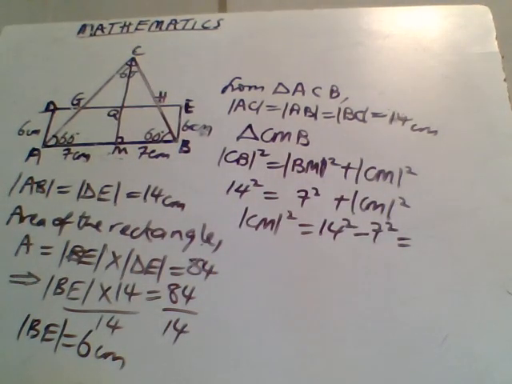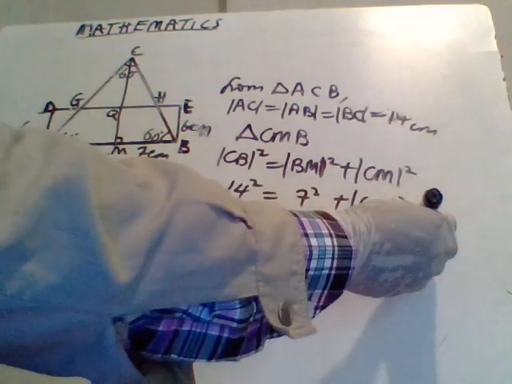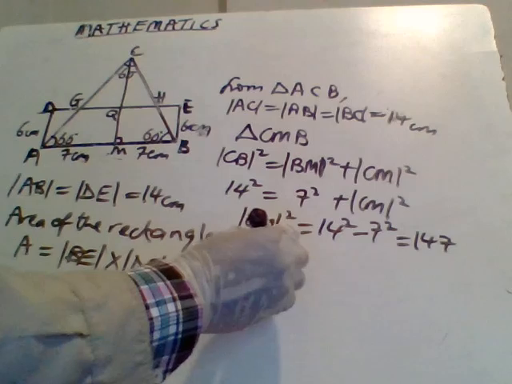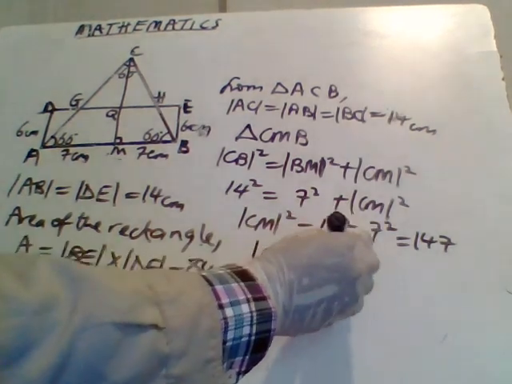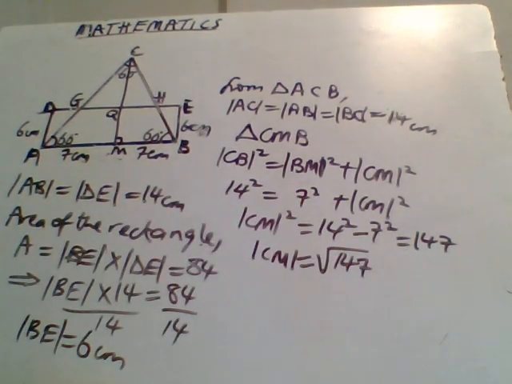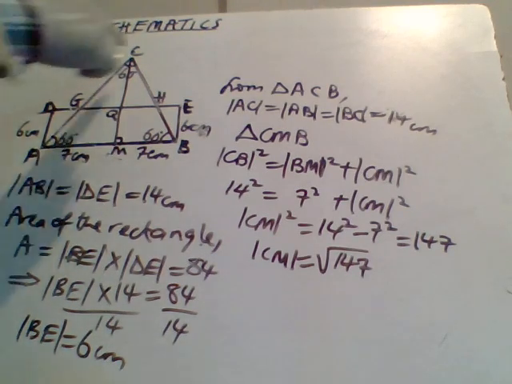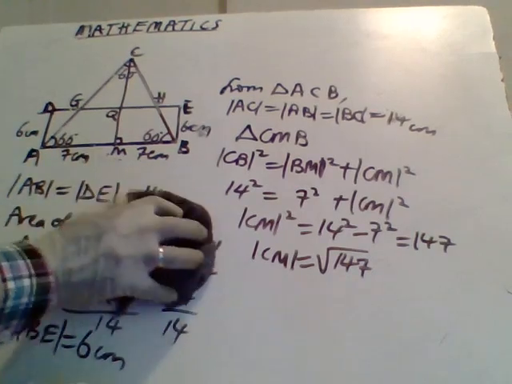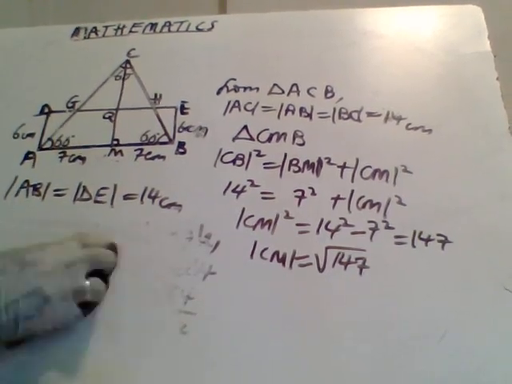So what do you have? By solving it, you have 147. That gives us 147, so we find the square root of both sides. And when we do that, we have the square root of 147. But we are interested in finding the height CQ from the diagram, so that we will find the area of the triangle left, CGH. So what is the next thing we have to do?